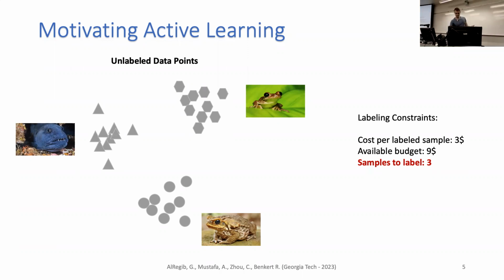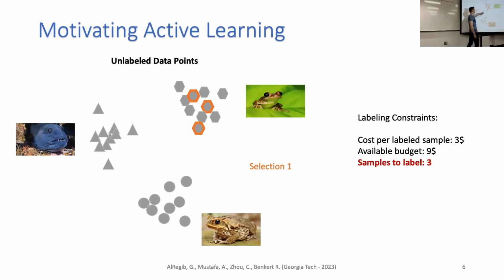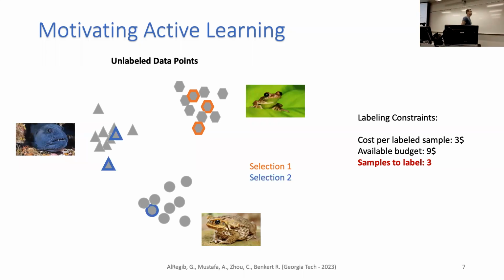You could first just randomly select some, and you might get something that looks like this. This is the first selection. We select these 3 samples and label them, and that constitutes our training set for our model. Of course, just looking at this may not be the best idea. So you may do a different selection, which is the one at the bottom over here. So you select these samples at the bottom.